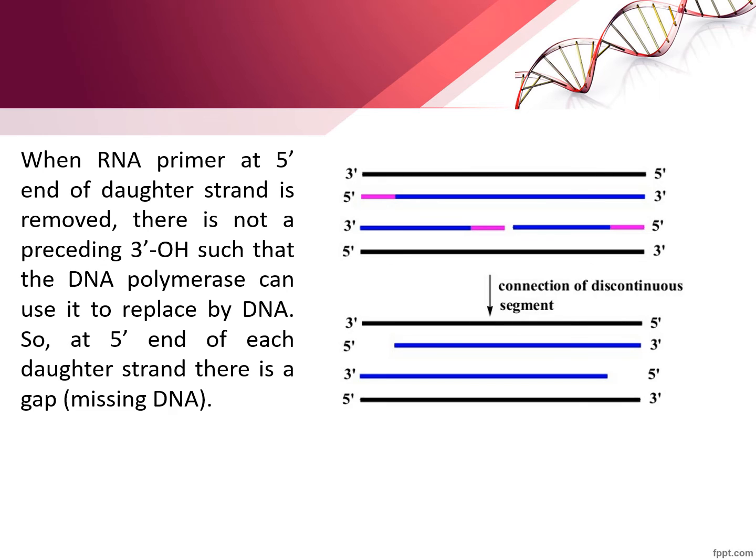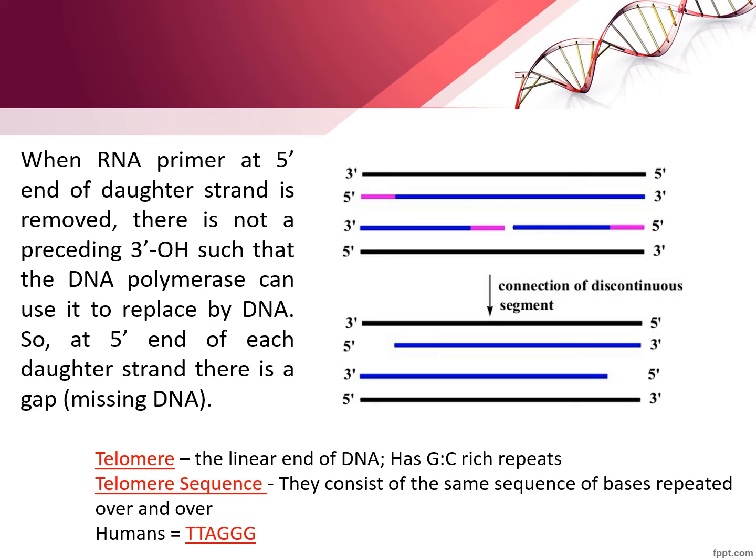For solving this end replication problem, studies have found that the linear end of DNA, called the telomere, has G and C rich repeats. This sequence is known as the telomere sequence. These repeats of telomere sequence are different among different organisms. Telomere in human cells consists of repeats of TTAGGG. Each species has its own specific telomere repeats.